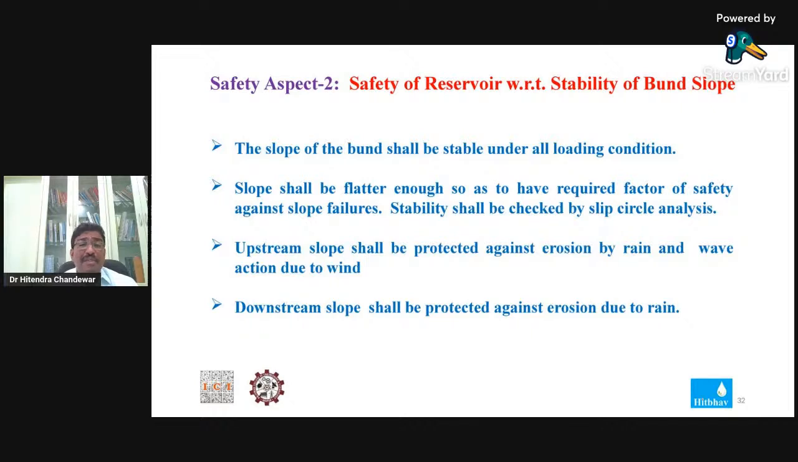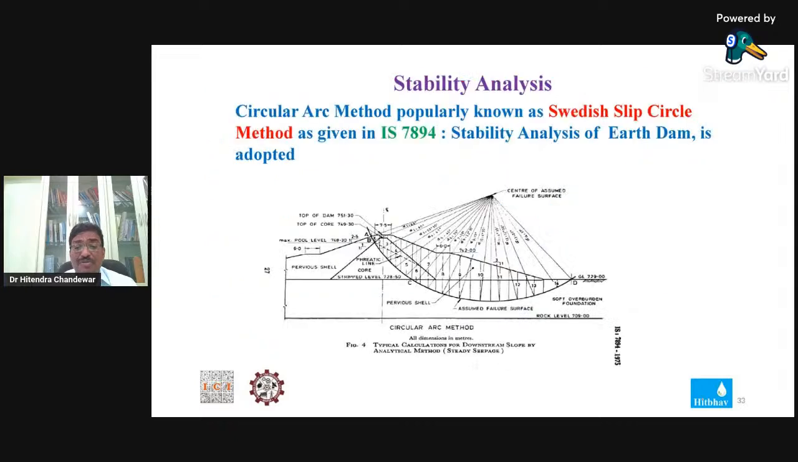Then there is erosion. Again, the upstream slope and even the downstream slope should be safe against erosion due to rain. The upstream slope should be safe against erosion by rain and even wave action due to wind. So you have to provide the treatment accordingly, so as to avoid erosion and damage due to rainfall or wind waves. There are now laid down theories in the books and even the code.